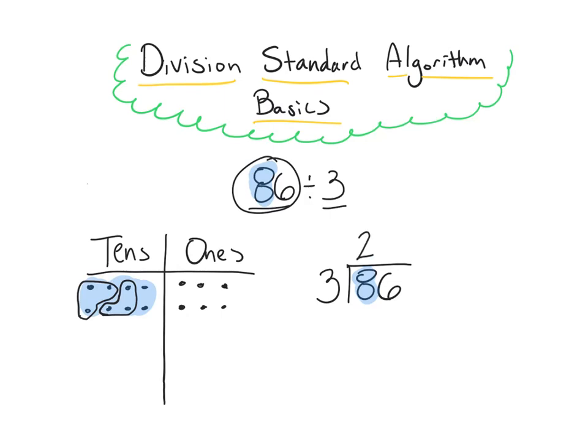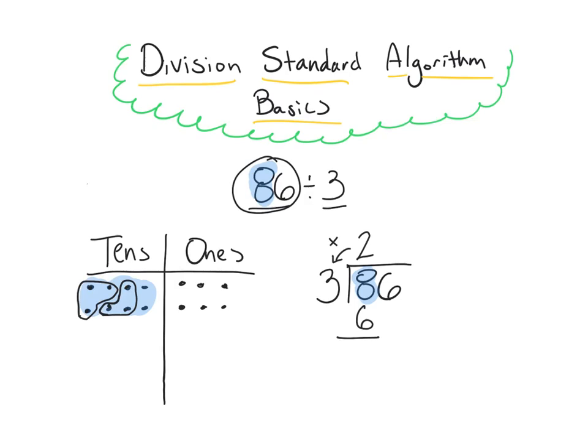Okay. The next step is I need to think about, if I make these 2 groups of 3 tens, how many tens have I used? So over here, I see that I have used 6 tens: 1, 2, 3, 4, 5, 6. And on my standard algorithm, I show that by multiplying this 2 times the 3, and then I write 6 down below. Okay?